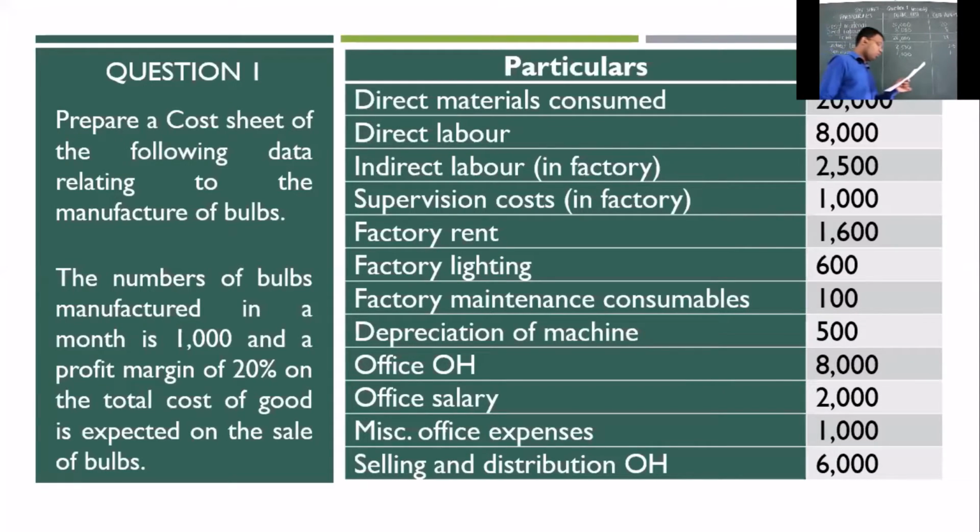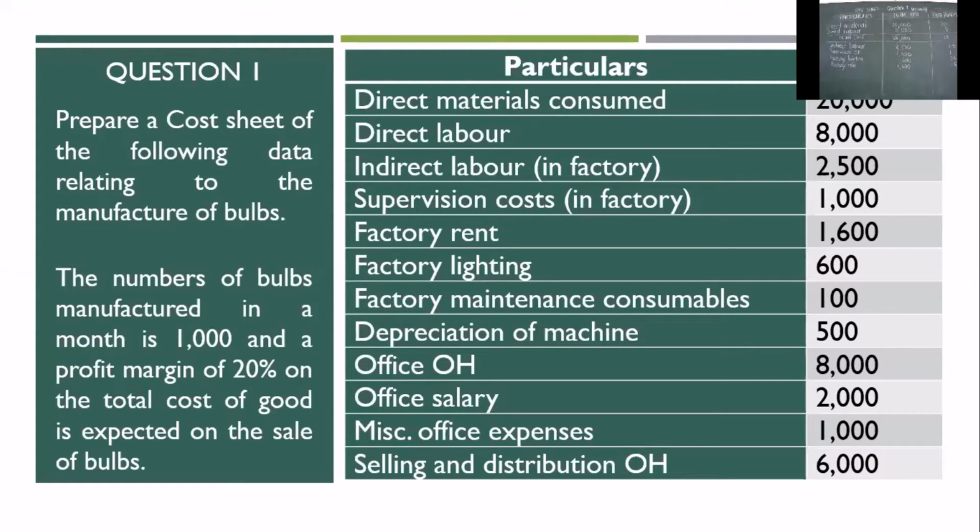Now, what else do we have? We have factory lighting, and factory lighting is 600. Cost per unit will be 0.6. Then we have factory rent. This will be 1,600. Cost per unit will be 1.6.